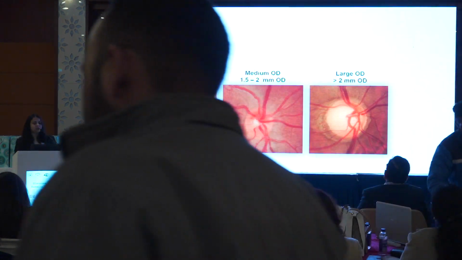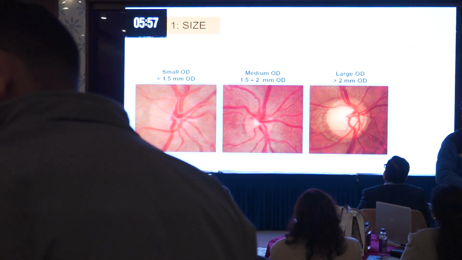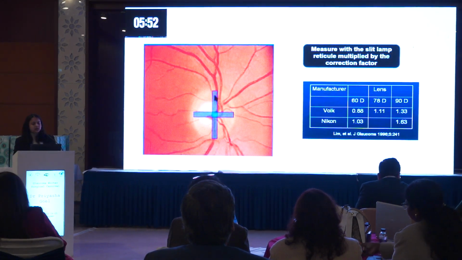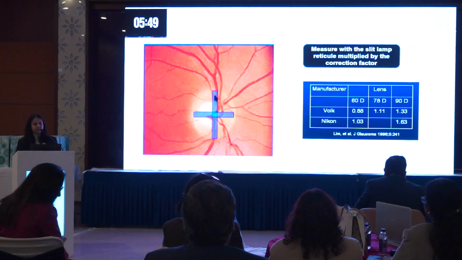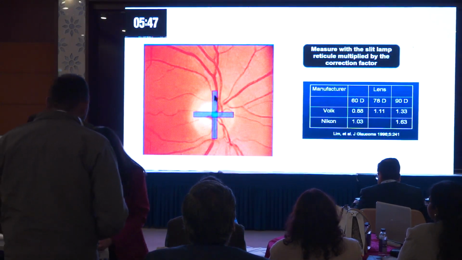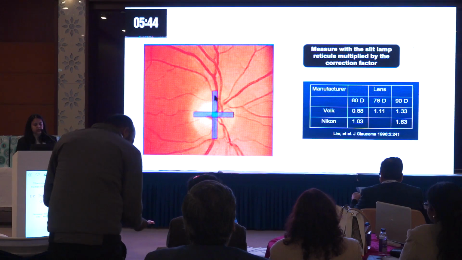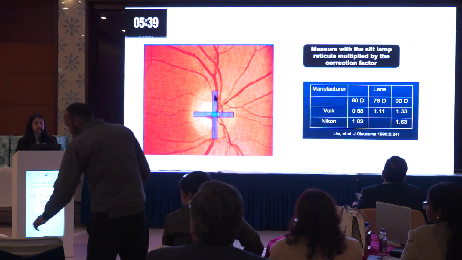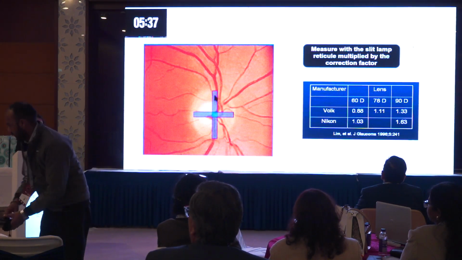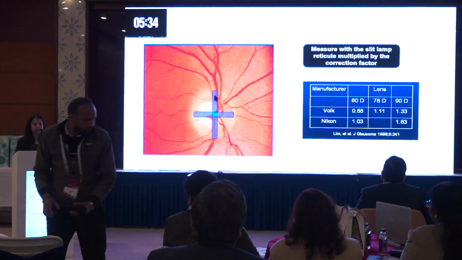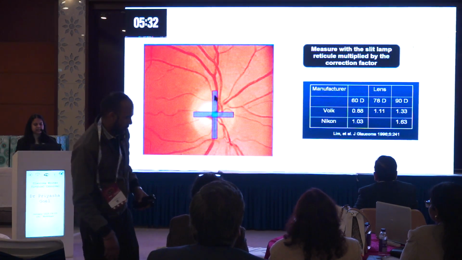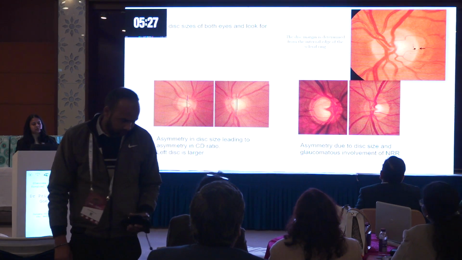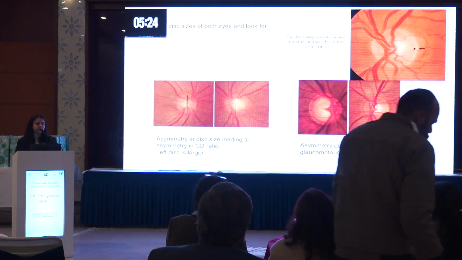It can be small, medium or large, which is less than 1.5, 1.5 to 2, or more than 2. How do we measure the size? With a slit lamp beam, we measure the vertical and horizontal diameter, which is inside the scleral rim. Do not include the scleral ring, and we multiply it with the correction factor, which is mostly 1.3 for a 90D lens.